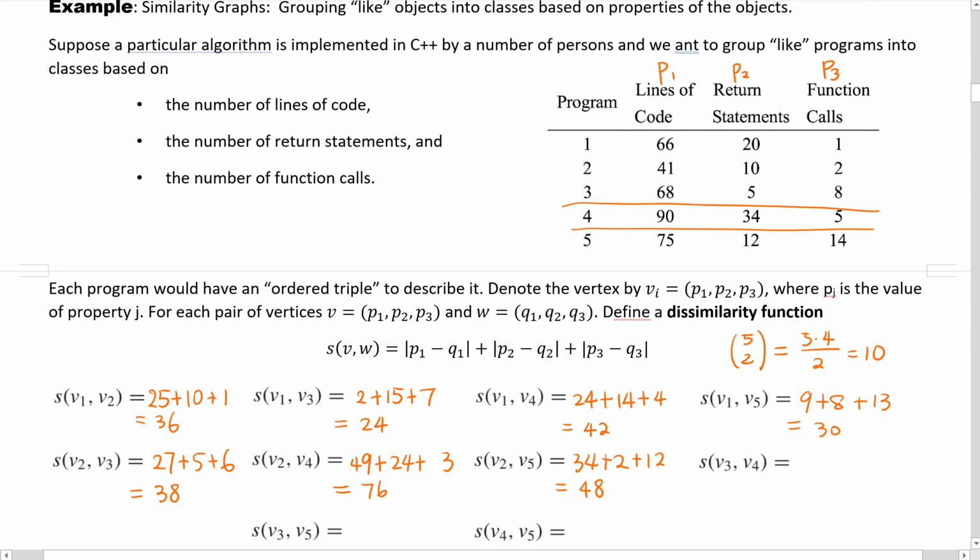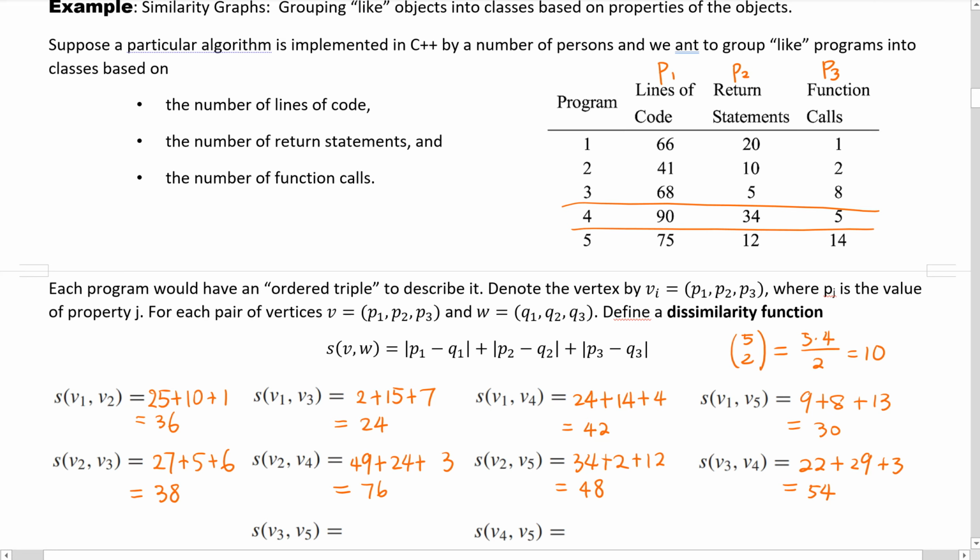Okay, 90 minus 68, that is 22. 34 minus 5, 29. 8 minus 5, 3. 25 plus 29 is 54. So far, so good, everybody.